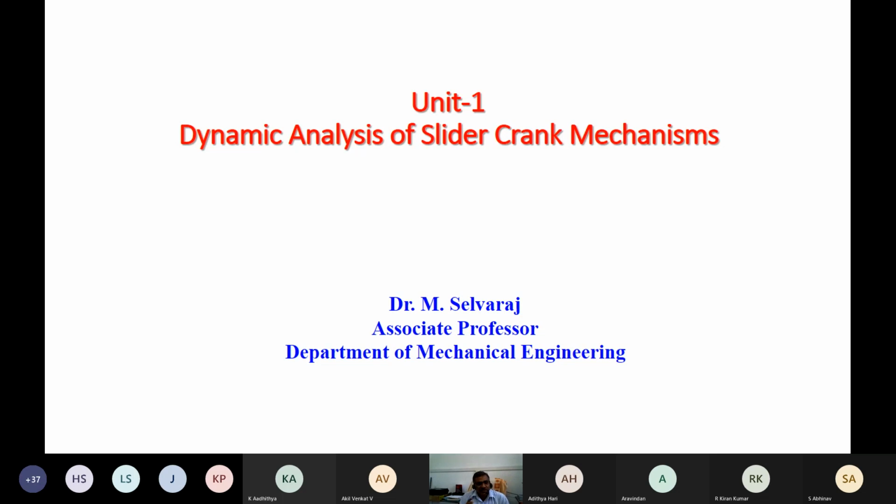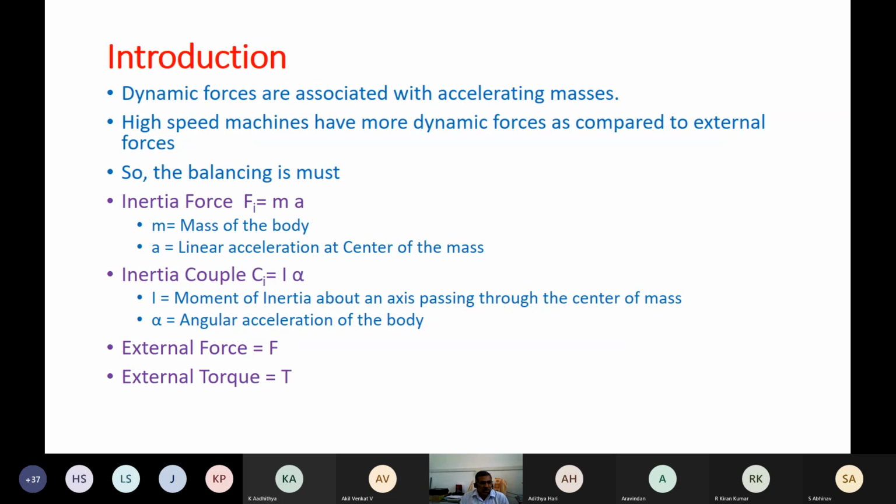Before that, we see what inertia force and inertia torque are. How do we calculate the inertia force? M into A, mass into acceleration, is the inertia force. Similarly, the inertia couple is I into alpha, when the body is subjected to rotary motion.